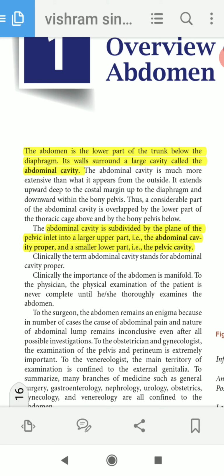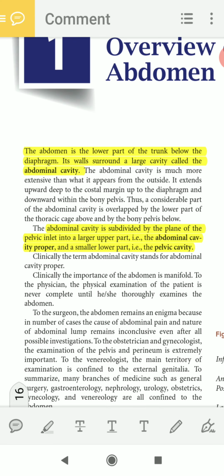Abdomen is the lower part of the trunk below the diaphragm. What is trunk? The thorax and abdomen together is called trunk. So we can say the abdomen is the lower part of the trunk just below the diaphragm, and the abdominal wall surrounds a larger cavity that is called abdominal cavity. We have read the thorax, the thoracic cavity, and in the abdomen there is also a cavity, that is abdominal cavity.